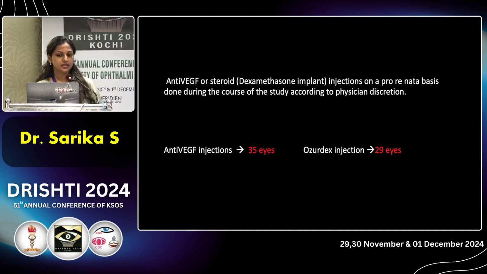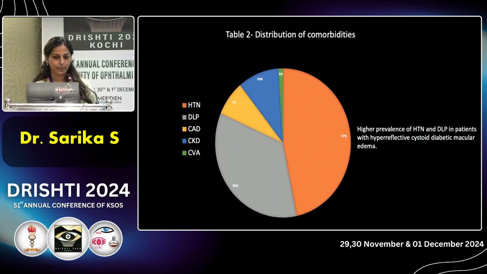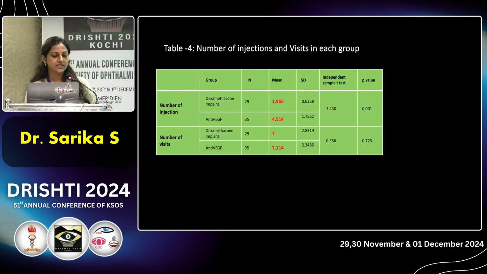Anti-VEGF or dexamethasone implant injections were given on a pro-rata basis during the course of the study according to physician discretion. Anti-VEGF injections were given in 35 eyes and dexamethasone implant injections in 29 eyes. Coming to results, the mean age of the study population was 64.6 years and the mean duration of diabetes was around 18 years in both groups. Hypertension and dyslipidemia were more common in these eyes. The number of injections in the dexamethasone group was 1.96 and in the anti-VEGF group was 4.5. The number of visits in both groups was around 7.